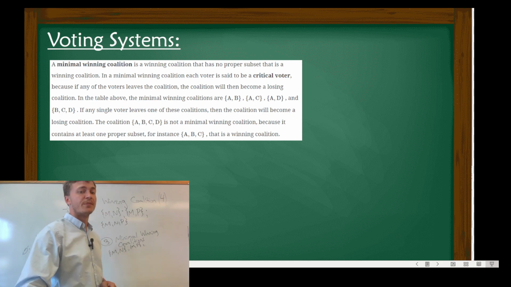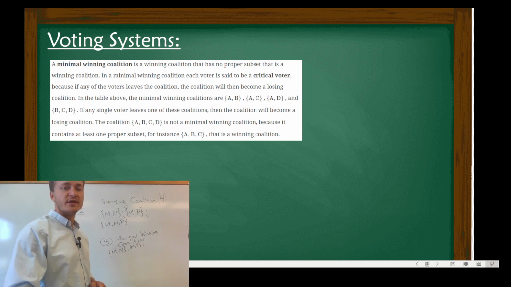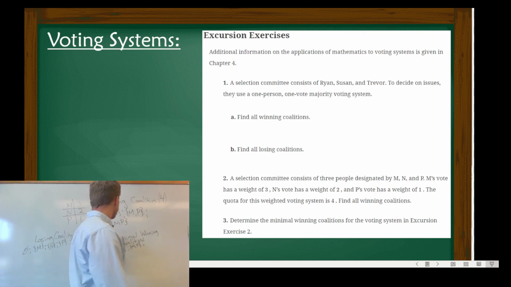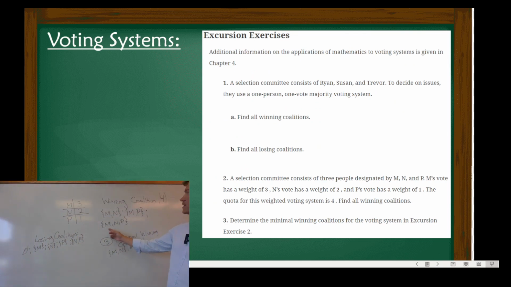So once again, you would think that maybe we would have an example that we wouldn't have to worry about. But even in this example, I'll go back to the example. Even our last example, MNP: if I take out M, I no longer have a winning coalition. If I take out N, it's still a winning coalition, but M is the critical voter in this case. If I take out M, this is no longer a winning coalition. So once again, it's a minimal winning coalition.